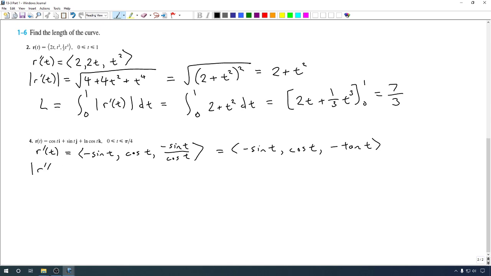But we do need the magnitude of this thing. So we're going to take the square root. All the negatives are going to go away, so we'll have sine squared plus cosine squared plus tangent squared.